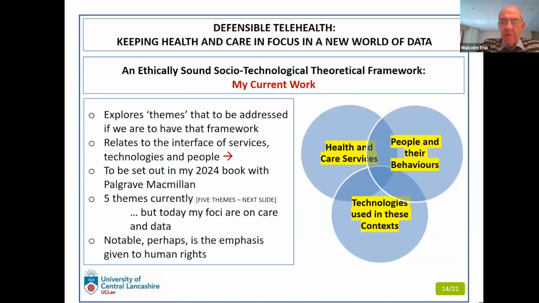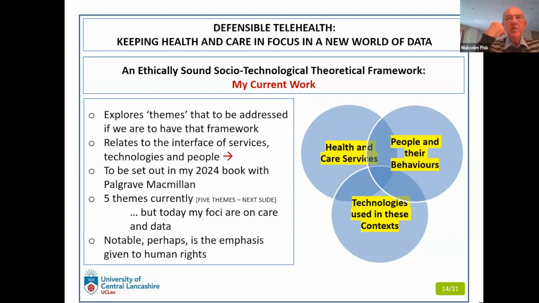Right, the thing just to re-emphasize is the fact that I'm looking at things at the interface of these three areas: health and care services, people and their behaviors, and technologies that are used in these contexts. The kind of theories I've been looking at, by the way, have tended to focus on the link between the technologies and the services, and haven't given enough consideration to the people and their behaviors and the way that people interact with those technologies. I'm setting out at the moment 5 different themes, which will be in a book that will be published early-ish next year with Palgrave Macmillan. But today, as I say, my focus is on data and on care.